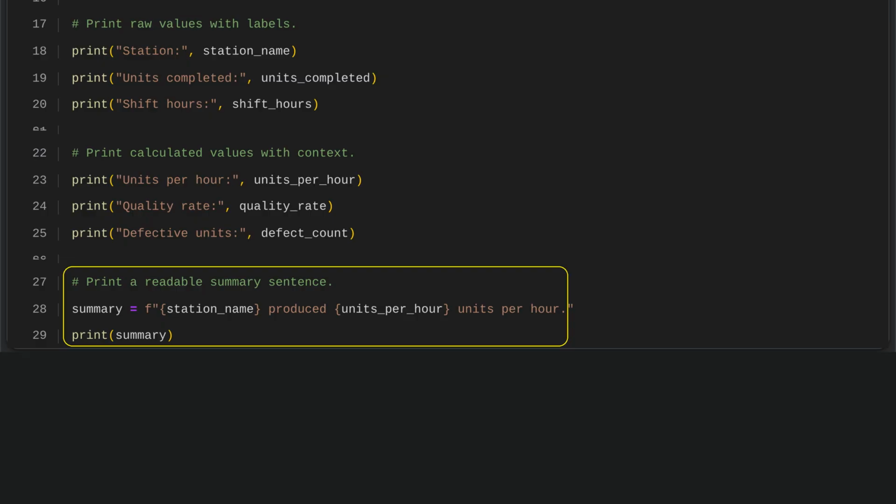The code uses an f-string to build a clear summary sentence with the station name and calculated units per hour. It then prints that sentence to the console, giving a concise overview of the station's production performance.